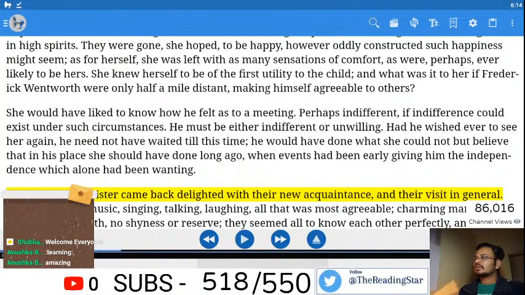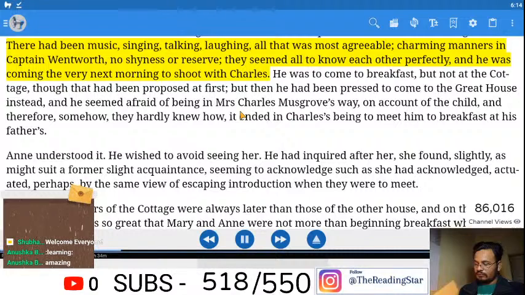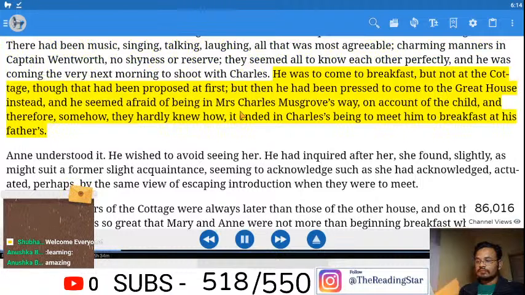Her brother and sister came back delighted with their new acquaintance and their visit in general. There had been music, singing, talking, laughing, all that was most agreeable, charming manners in Captain Wentworth, no shyness or reserve. They seemed all to know each other perfectly, and he was coming the very next morning to shoot with Charles. He was to come to breakfast, but not at the cottage, though that had been proposed at first, but then he had been pressed to come to the great house instead, and he seemed afraid of being in Mrs. Charles Musgrove's way, on account of the child, and therefore, somehow, they hardly knew how, it ended in Charles's being to meet him to breakfast at his father's.